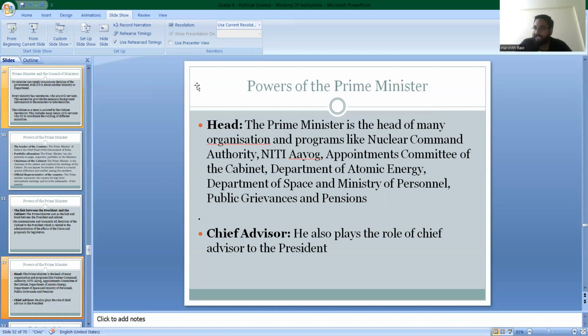It's not that he's offering any technical expertise, right? So please don't get confused. He's not offering his personal expertise on atomic energy or space, but he's the head, since he's the head of a democratically elected government, right? And he also advises and aids the president on policy matters, right?